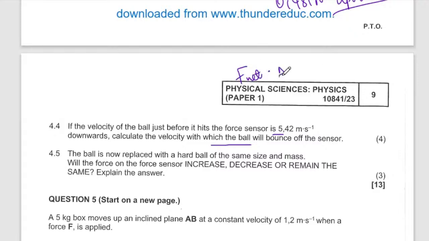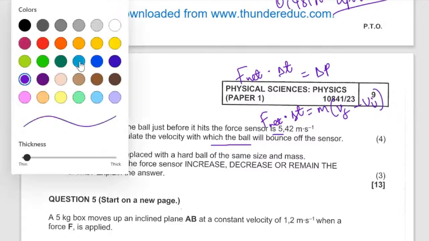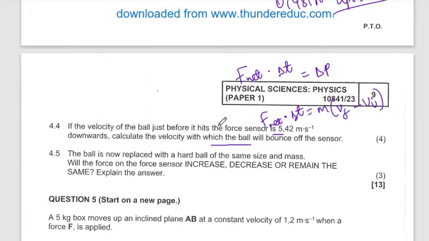F net times delta T, that's the impulse, is equal to the change in momentum. What is the question asking for? Calculate the velocity with which it will bounce up. So it is M times (V final minus V initial) equal to F net times delta T. We know that F net times delta T gives us the 0.48, which is the impulse.